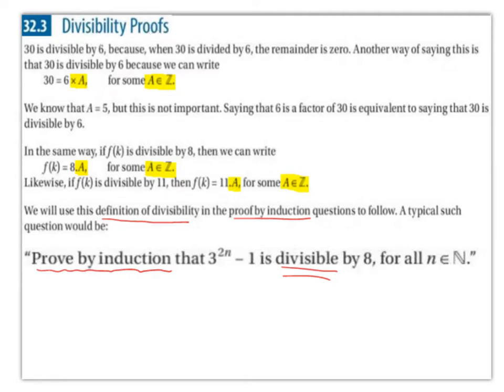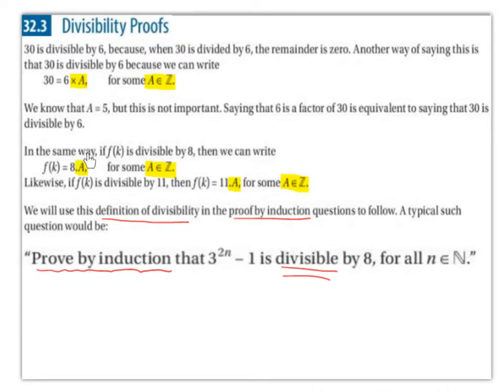Divisibility proofs. 30 is divisible by 6 because when 30 is divided by 6, the remainder is 0. Another way of saying this is that 30 is divisible by 6 because we can write 30 equals 6 multiplied by a for some a value, an element of the integer set. We know that a is equal to 5 because 6 times 5 is 30. But this is not important. Saying that 6 is a factor of 30 is equivalent to saying that 30 is divisible by 6.